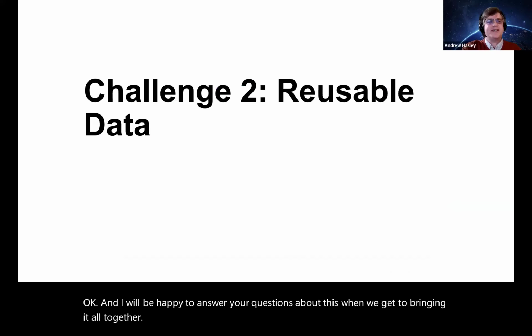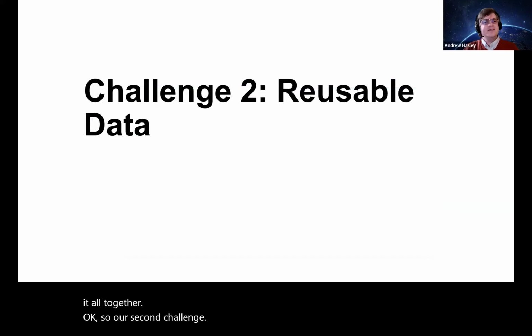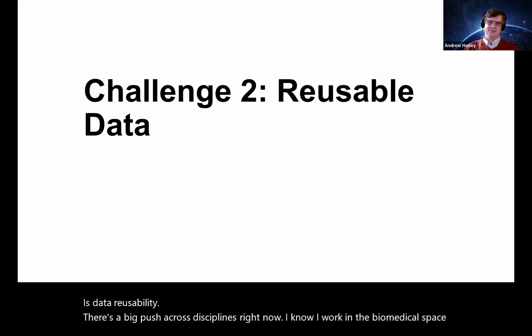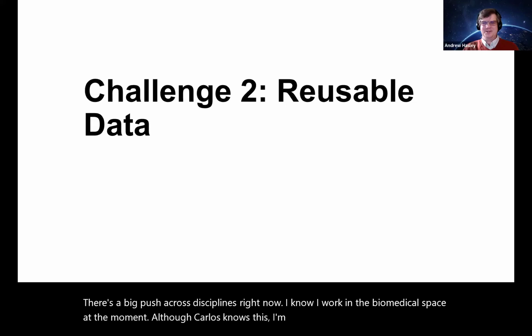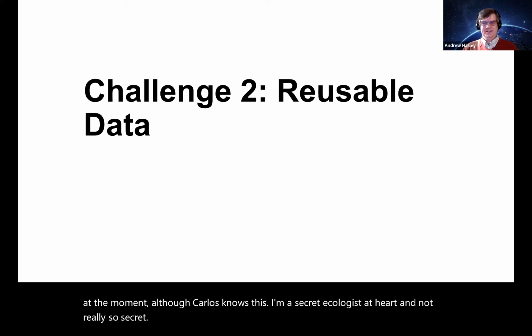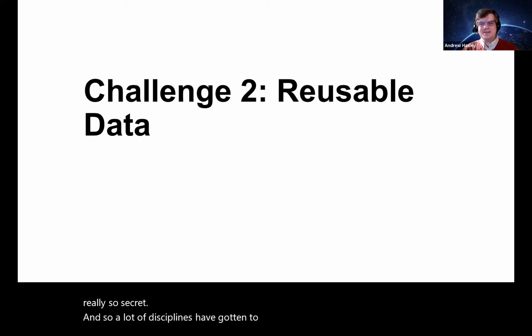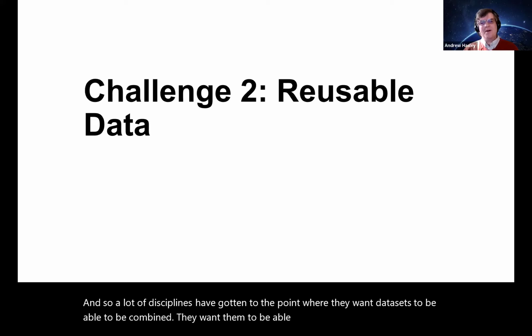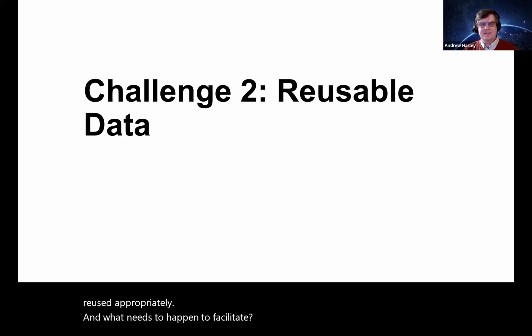Okay. So our second challenge is data reusability. There's a big push across disciplines right now. I know I work in the biomedical space at the moment, although Carlos knows this, I'm a secret ecologist at heart, and not really so secret. And so a lot of disciplines have gotten to the point where they want data sets to be able to be combined. They want them to be able to be reused. They want them to be reused appropriately. And what needs to happen to facilitate that and make it easier?